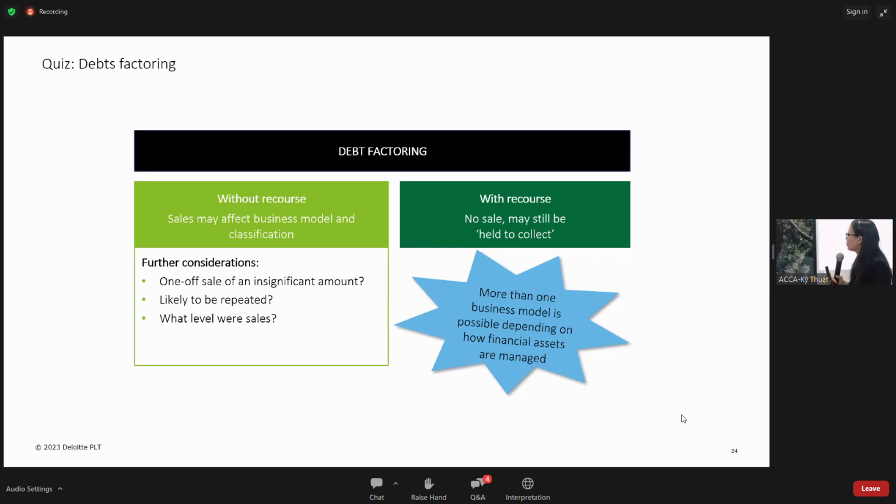If it's with recourse, then it is not a sale, because at the end of the day, you will actually take back that risk, right? And for receivables, you may actually still fall into the held to collect category. Then more than one business model is possible depending on how the entity manages its finances. It's possible that out of all its trade receivables, they have a pool of receivables that has been set aside for liquidity needs, and they will want to sell it occasionally. So it's okay to have that in a group of trade receivables.